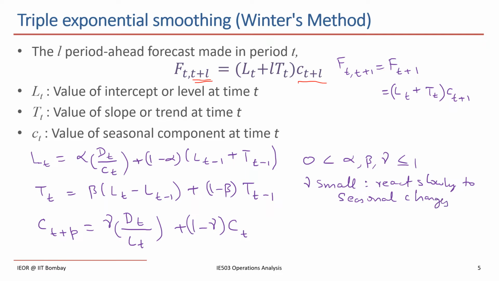Now we have the base model with us. An interesting scenario occurs: we need to estimate the initial values of C, T and L. That is L0, T0 and the initial set of values for the C's. Now let us see how to estimate these values. Alpha, beta and gamma are typically assumed as some parameters, or we know how to estimate them based on some sort of optimization model. Let us see how to estimate L0, T0 and C1 to Cp using the data.